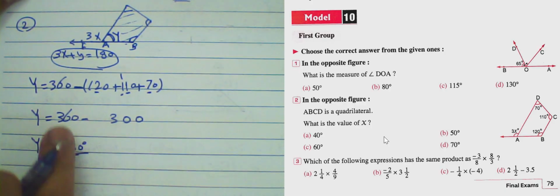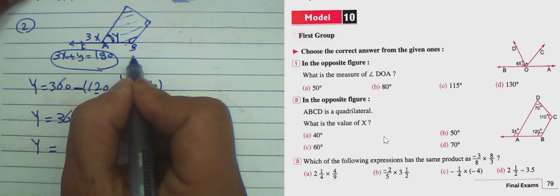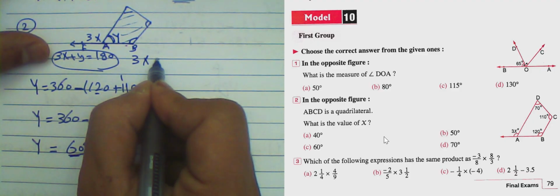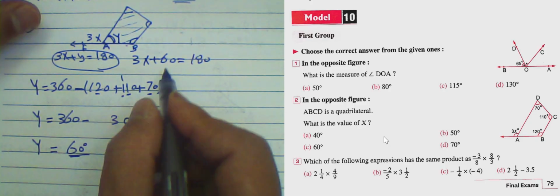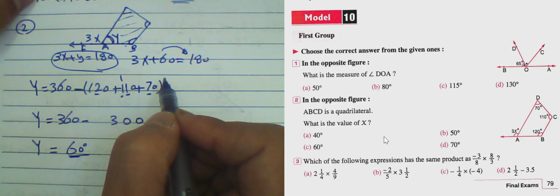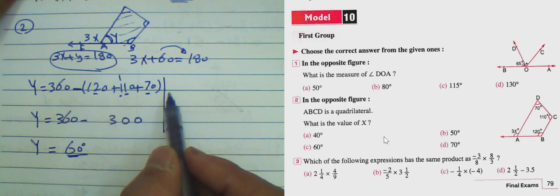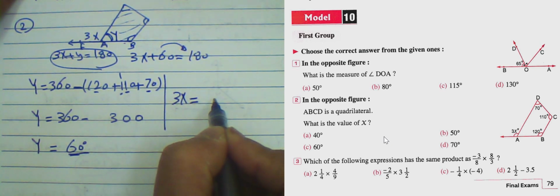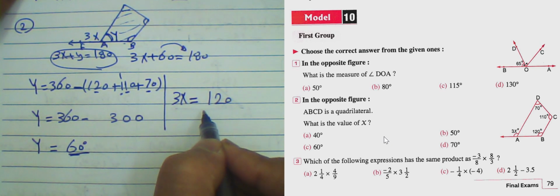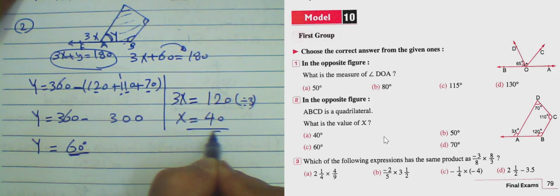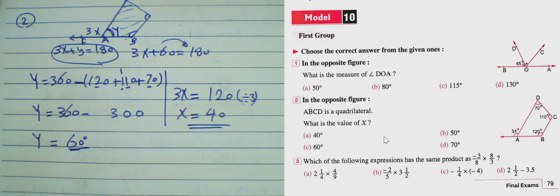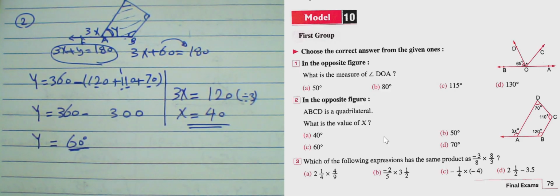We know 3x plus y equals 180. Then 3x plus 60 equals 180 degrees. You can find 3x equals 180 subtracted by 60. It will be 120 degrees. And then divide by 3 to find the value of x. 120 divided by 3 equals 40. The measure of angle x equals 40 degrees.